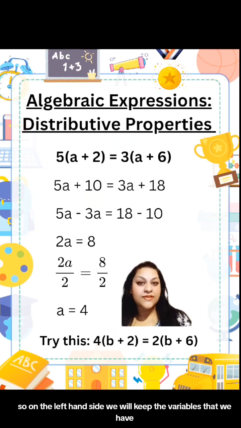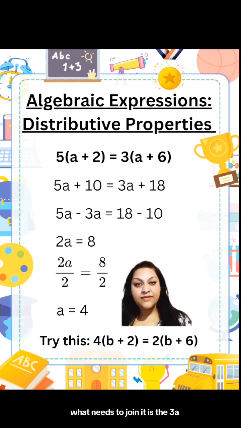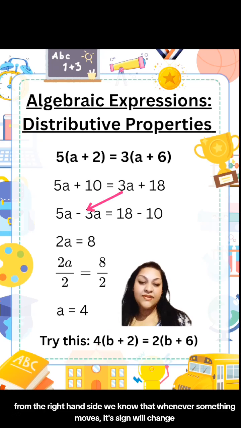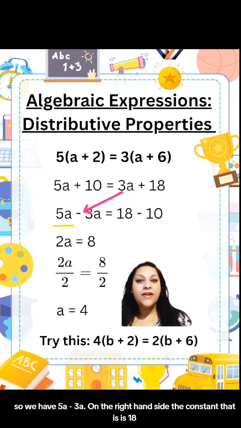So on the left hand side, we will keep the variables that we have. You can see that the variable that's already there is the 5a. That will remain as it is for now. What needs to join it is the 3a from the right hand side. We know that whenever something moves across the equal sign, its sign will change. So as you can see, it was a positive or plus, and now it's going to move to the left hand side, so that plus 3a becomes minus 3a. So we have 5a minus 3a.